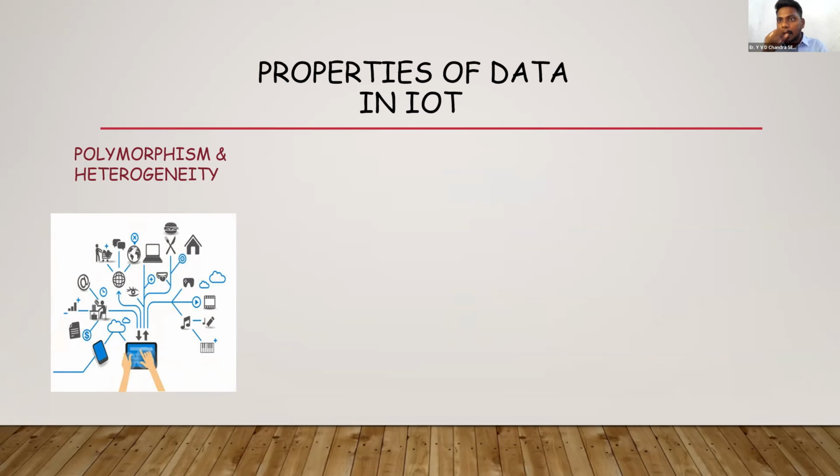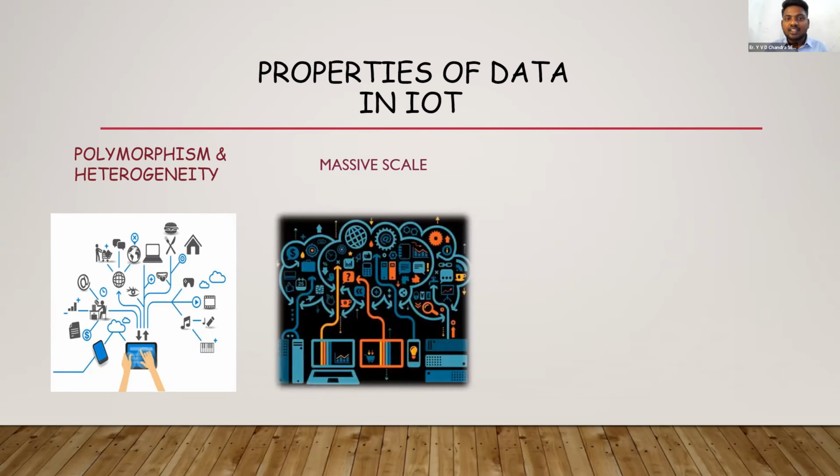Next one is heterogeneity. Heterogeneity means the source and destination do not belong to the same category. Here is a refrigerator, an electronic device, and here is a mobile phone, also an electronic device. We can communicate between them. That is machine-to-machine communication, already discussed. So that is nothing but the heterogeneity it provides. That is one of the properties.